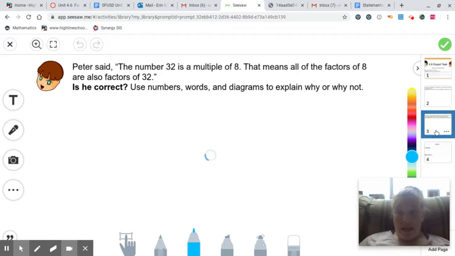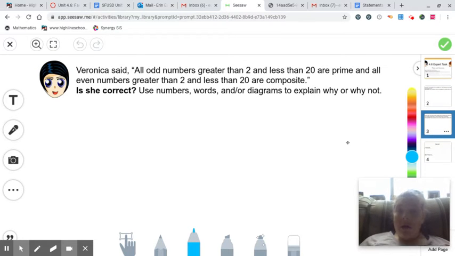The second statement: Veronica said all odd numbers greater than 2 and less than 20 are prime, and all even numbers greater than 2 and less than 20 are composite. Is she correct? Use numbers, words, and diagrams to explain why or why not.